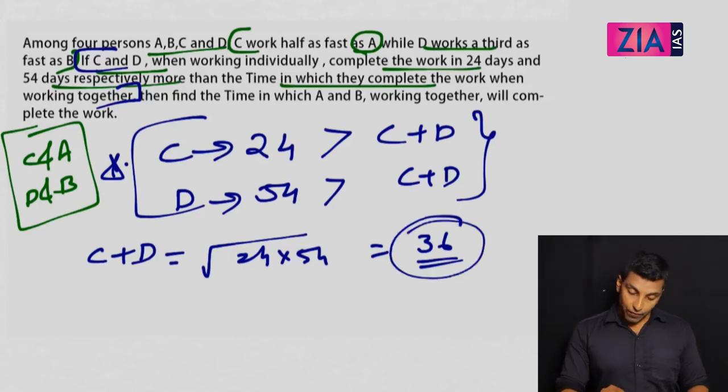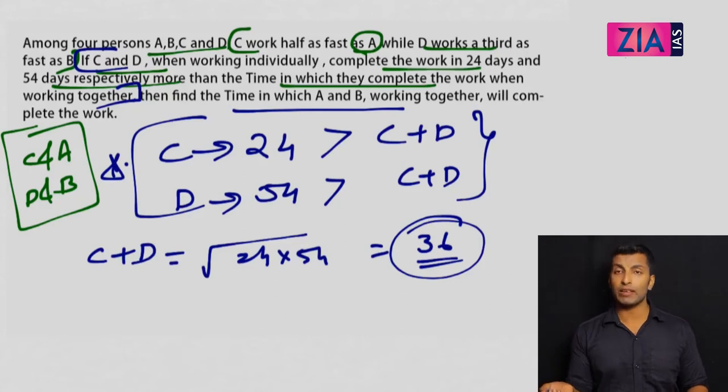Now what is asked? Find the time in which A and B working together will complete the work. So we need to know A takes how many days, B takes how many days. Let's see how you're going to proceed.